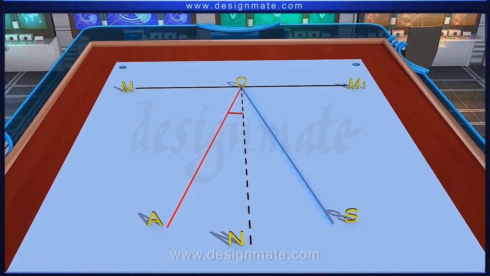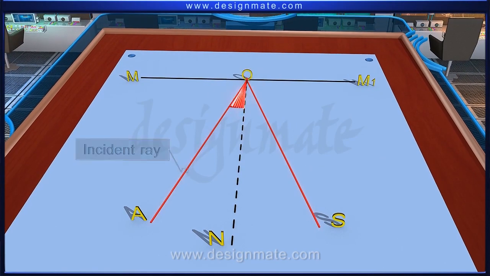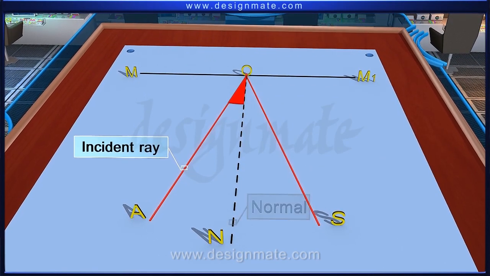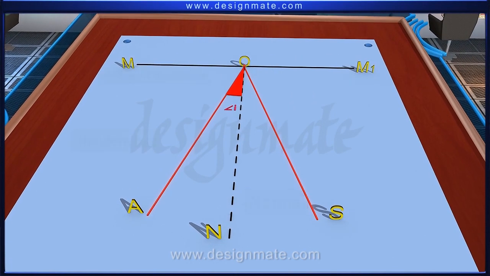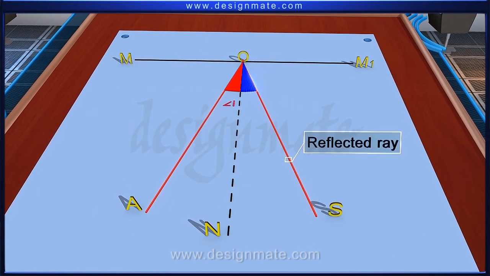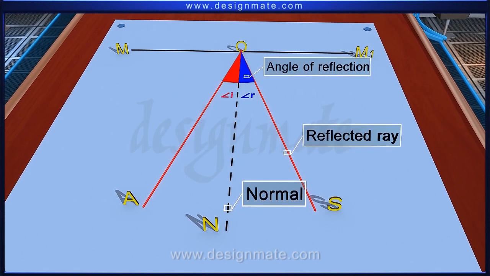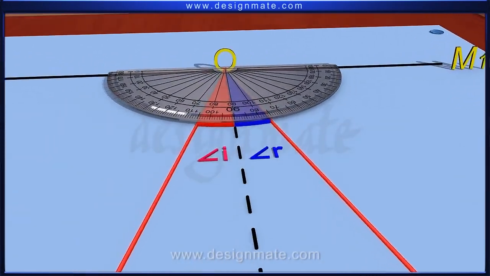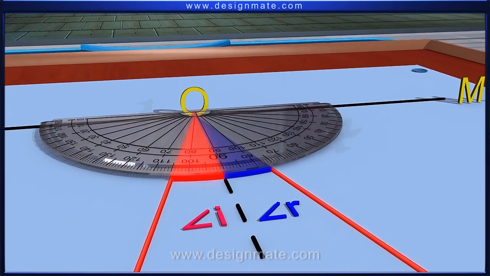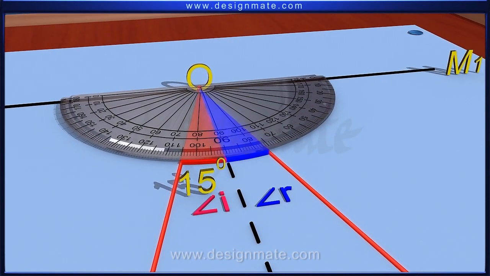Now ray OS is the reflected ray. The angle between incident ray AO and normal ON is the angle of incidence. The angle between the reflected ray OS and normal ON is the angle of reflection. With the help of a protractor, measure the angle of incidence, that is angle I, and the angle of reflection, that is angle R.